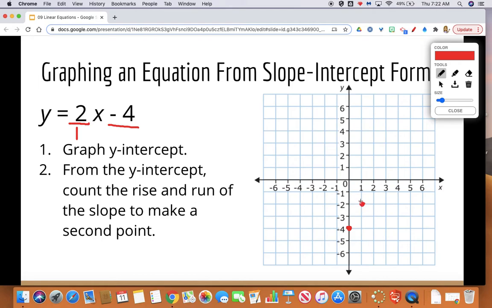From that point, we could go up 2 over 1 again, or we could go back to that original point and go down 2, backwards 1, because that's a double negative, so that still creates a positive slope. Connect your 3, or in my case 4 points, and that would be your line.